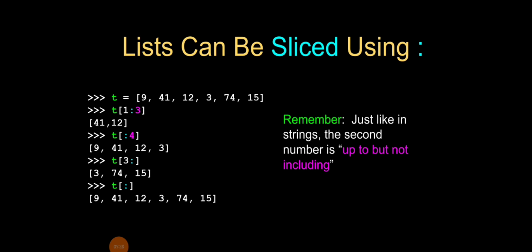And then next we are using t of colon 4. Sorry, from the first, the 4 elements will be printed: 9, 41, 12, 3. And the next, t of 3 colon, will print the last 3 elements. So next, t of colon will print all the elements. If we use a colon in front, it will print from the front values. If we use the colon at the back, it will print from the back side. So just like in strings, the second number is up to but not including.